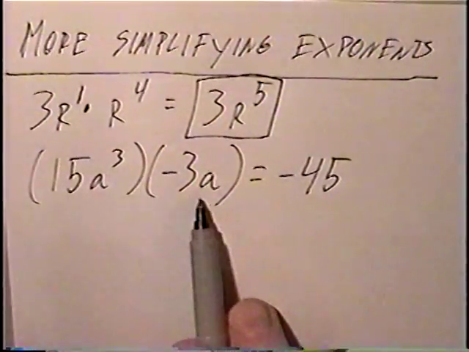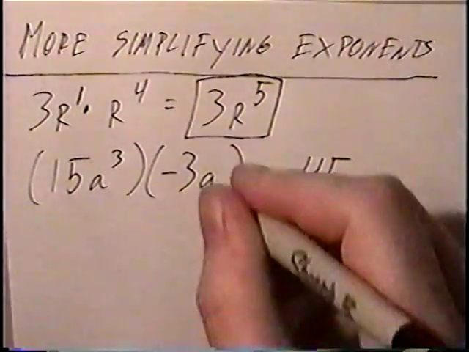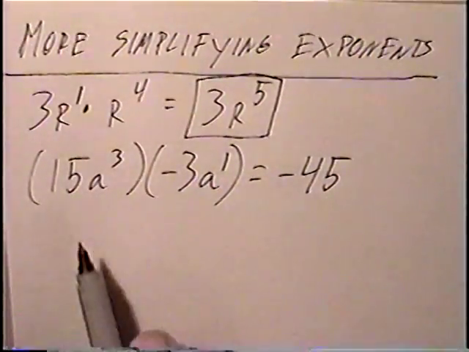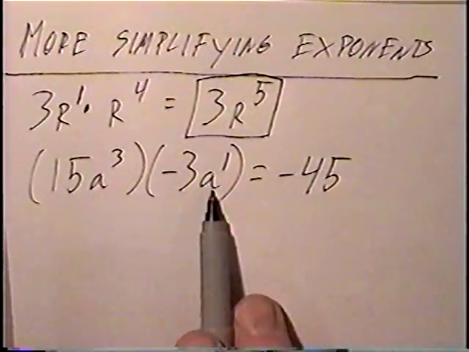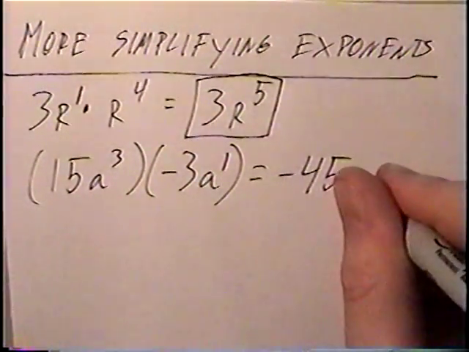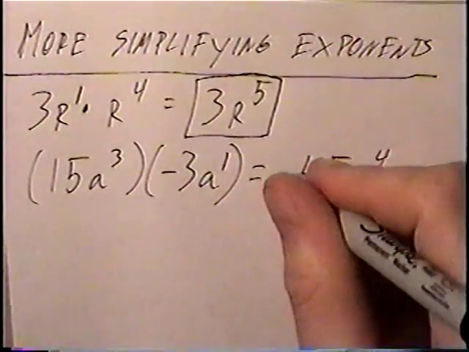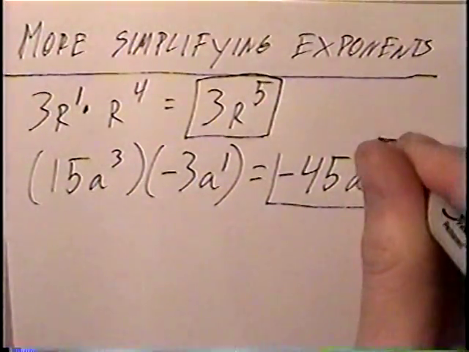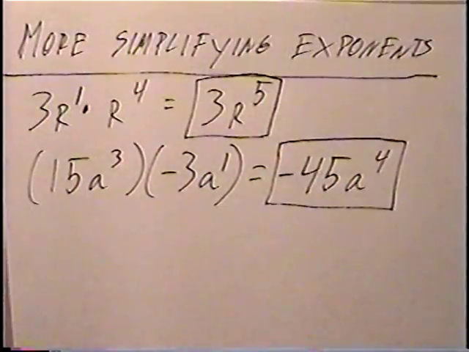And a to the 3rd power times a, or a we can change as a to the 1st. The same variable or same base, we can add the exponents, which would be a to the 4th. So the final answer, negative 45 times a to the 4th.